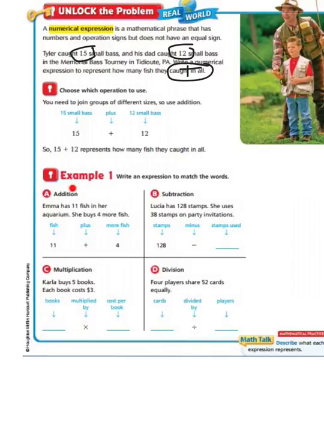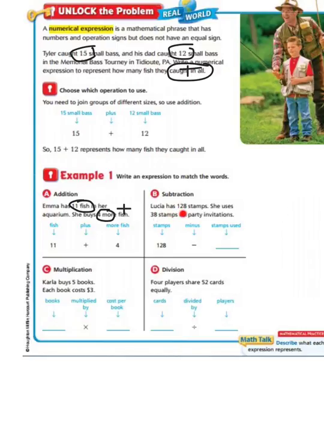So let's look at example 1. It says to write an expression to match the words. So for A, we are going to be looking at addition. Emma has 11 fish in her aquarium. She buys 4 more fish. So we know that we're starting off with 11 fish, and we have to add, or she buys, which means she's adding 4 more. So that we know is going to be addition. So we take our 11 fish, we plus our 4 more, and that is our numerical expression for this word problem. Over here we'll be looking at subtraction.